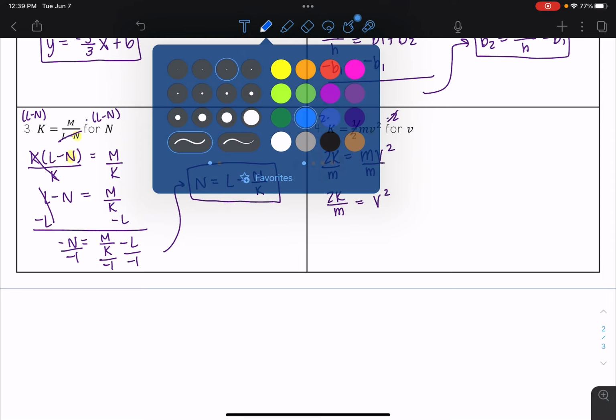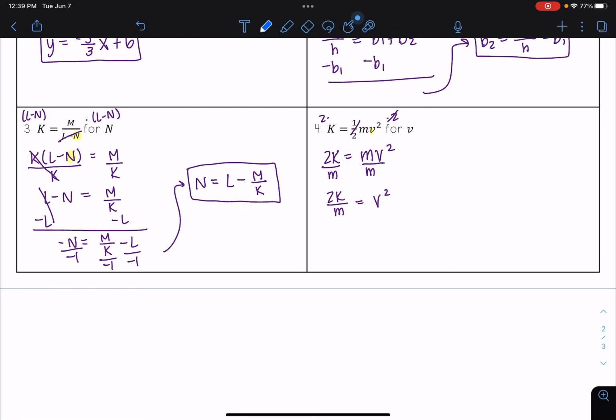And now to get rid of that square, we have to remember that the inverse operation of square is square root. So to get rid of the square, I'm going to take the square root of both sides. And so I get that the square root of 2k over m is equal to v.